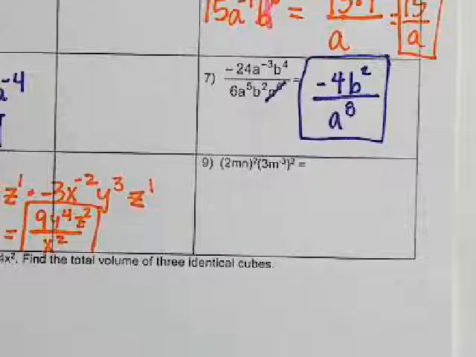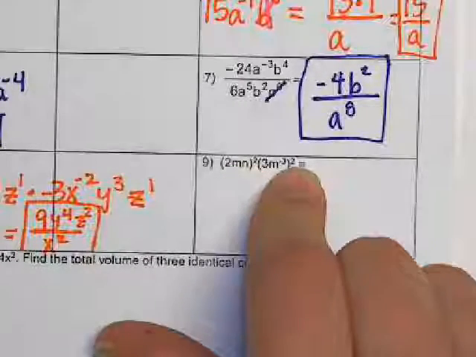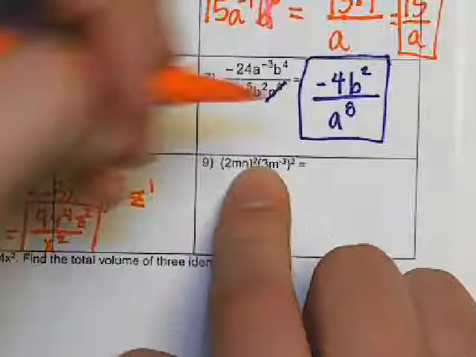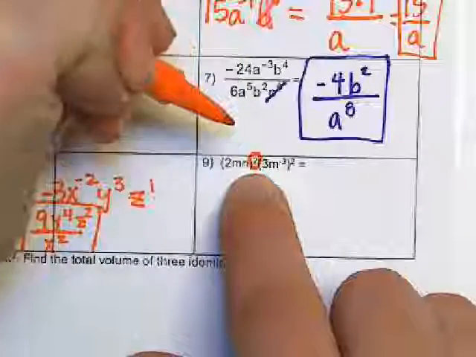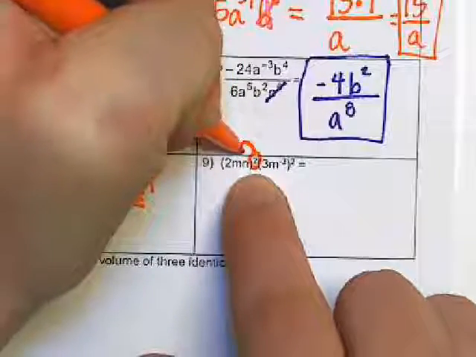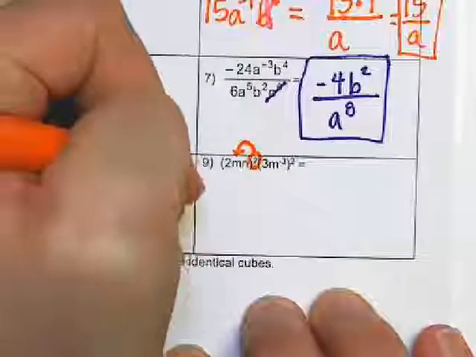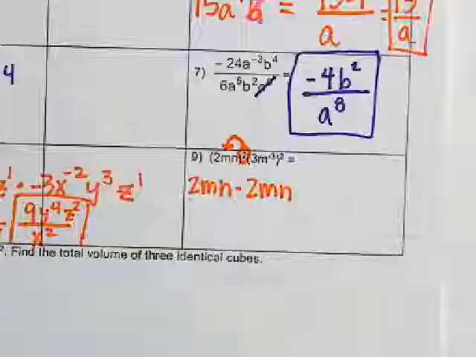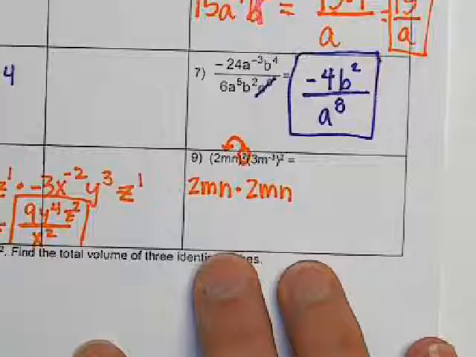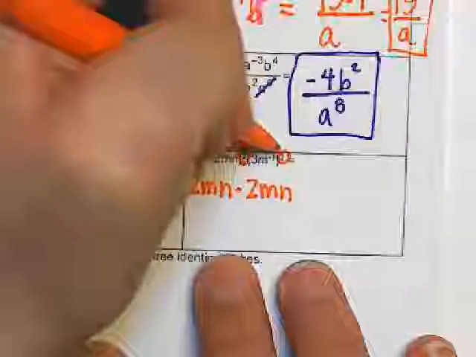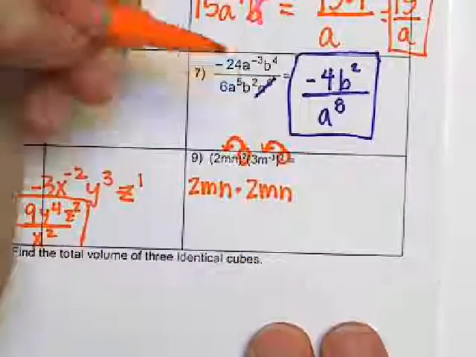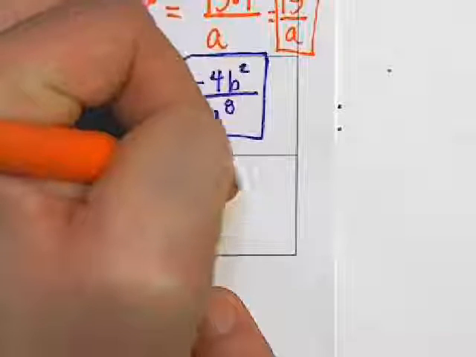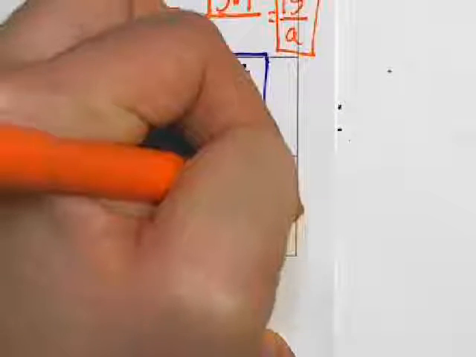2 times. Okay, so I've got 2 sets of parentheses with exponents on the outside of both of them. Everybody see that? So this 2 right here on the outside is going to tell me how many times I'm going to write 2m in. So write out 2m in times 2m in. Then this 2 out here is going to tell me how many times I'm going to write 3m to the negative third power. So I'm going to write that 2 times. 3m negative 3 times 3m negative 3.